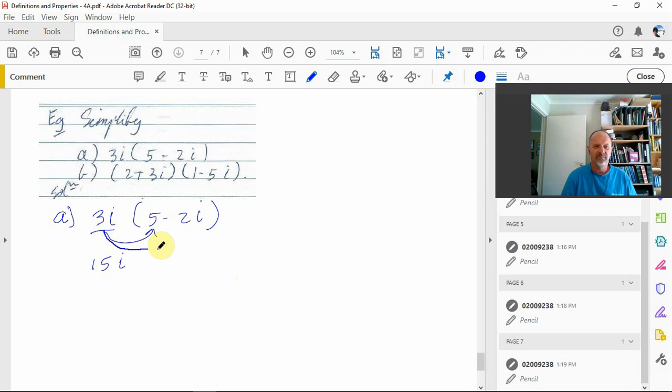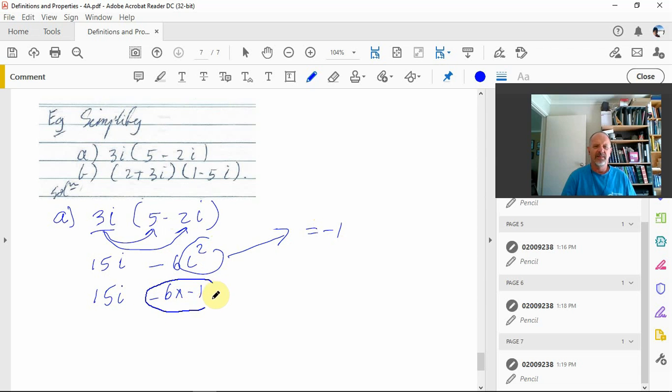And then we go that times that. 3 times -2 is -6. i times i is i squared. Now, as we know, i squared is equal to -1. So effectively, that's 15i minus 6 times -1. And that there is a positive number, 6 plus 15i. And the convention when we write these things is we put the real part first.